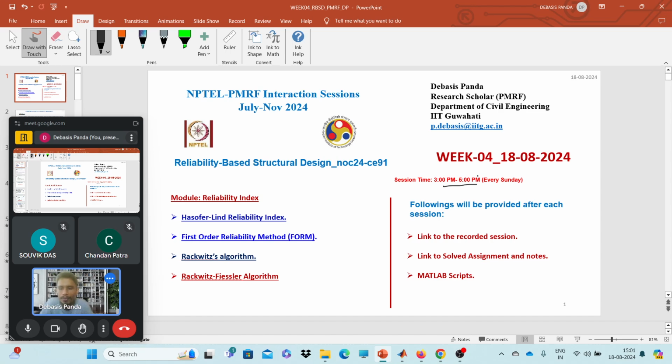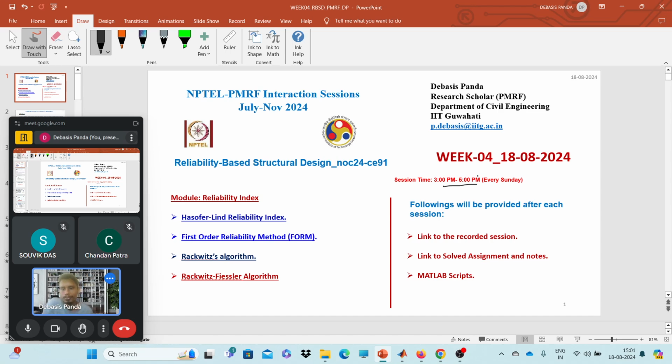During those 2 hours, we solve tutorials related to the current week's concepts or syllabus. Generally we first go through the concept of that particular week, then we solve the problems or tutorials which will be useful for your assignments as well as the final exam. And then we solve the algorithm and problems using MATLAB.